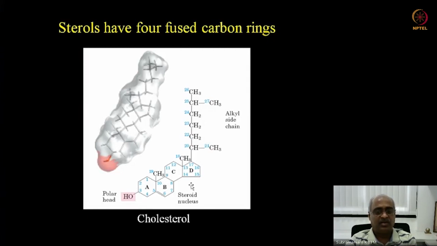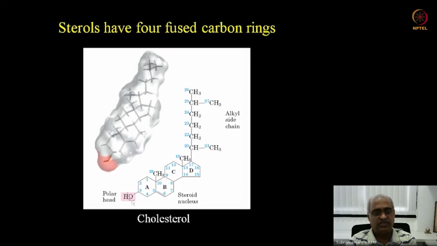This is the cyclopentanophenanthrene ring. So this three-benzene ring system attached in this fashion is what we call phenanthrene, and this is cyclopentanophenanthrene. And to that you might have a long alkyl side chain as seen in cholesterol, and some may not have this.